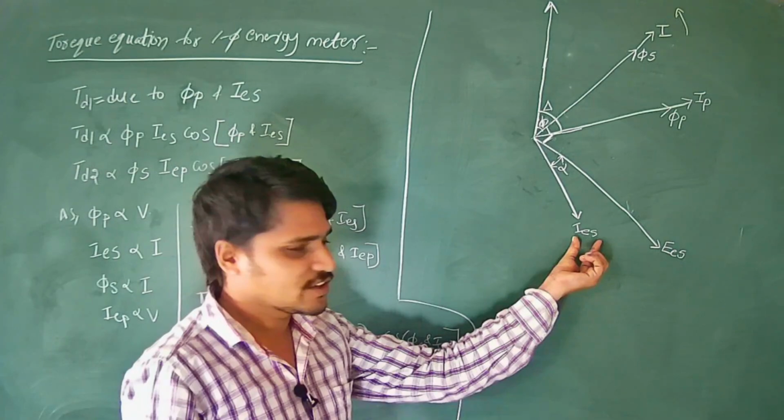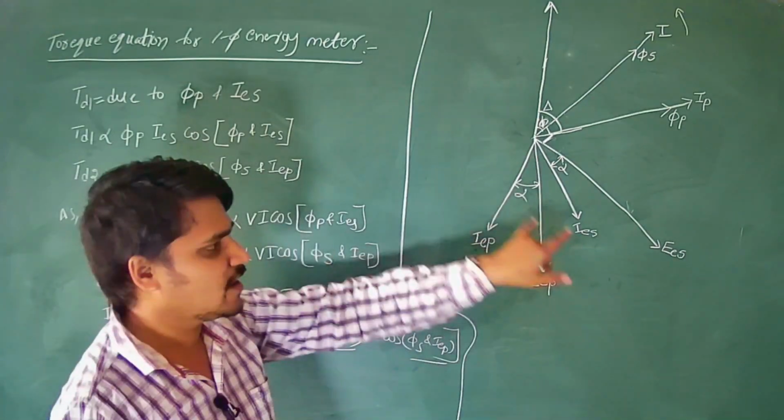an EMF is induced in the aluminum disc. So this EMF is nothing but our eddy EMF, this is E_EP. That means this is the small eddy EMF due to the pressure coil flux. Due to this eddy EMF, a small current flows, that is the eddy current, which lags the eddy EMF by an angle alpha. That means the angle between the eddy EMF and the eddy current is alpha. So here E_EP and I_EP angle is alpha, and here E_ES and I_ES is alpha.